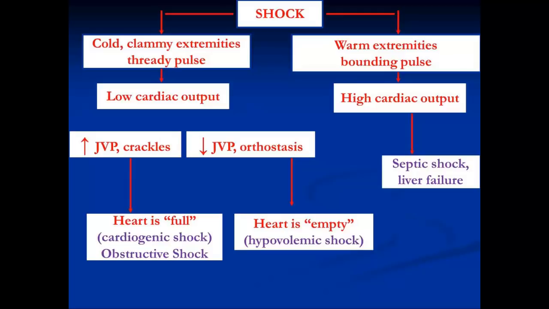The most common cause will be sepsis. If you're on the cold, clammy extremities and thready pulse, you're looking at a low cardiac output state versus the high cardiac output here. And then you can look into the intravascular volume. So you're looking at the JVD, crackles. If you're in this area, the heart is full, that means it's cardiogenic. If the JVD is down, the patient has orthostasis, then that's hypovolemia.